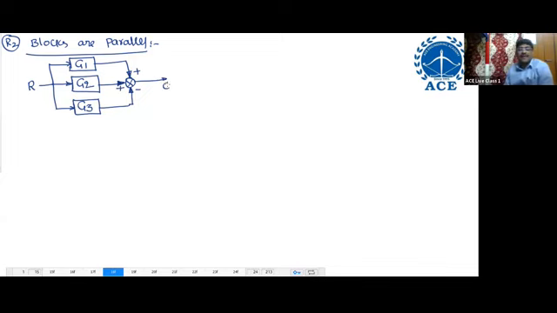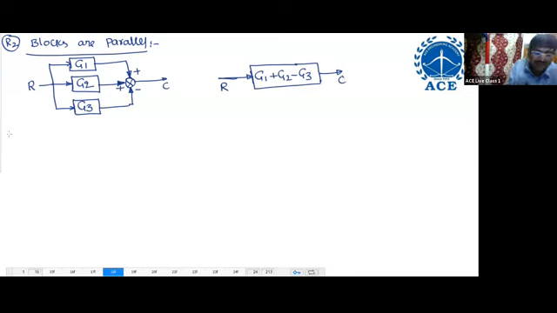If blocks are parallel, what will you get? Addition. R times what? G1 plus G2 minus G3. Parallel means addition. Series means product. Next.